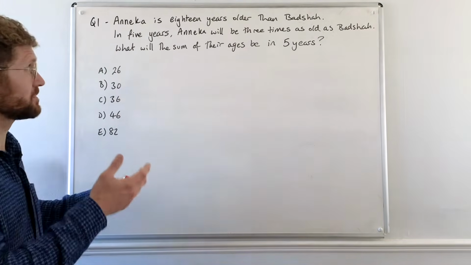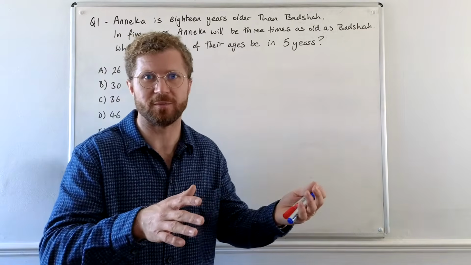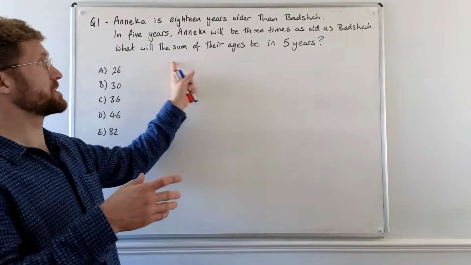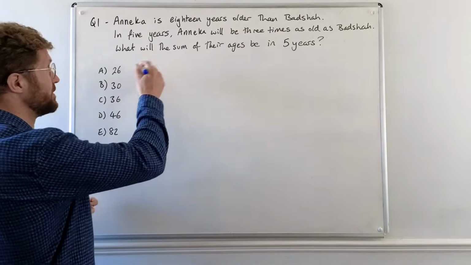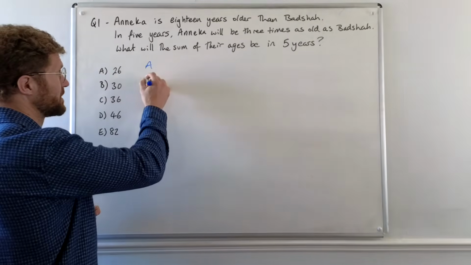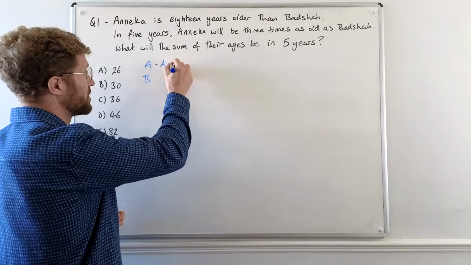All right, so the scenario I've got is Annika and Badger are different ages, and we've got different ways of comparing them, and I want to know what will the sum of their ages be in 5 years. Right, now first thing I'm going to do is define my variables. Annika's age we're going to talk about as A, and Badger's age we're going to talk about as B. But I'm going to be a bit more clear than that.